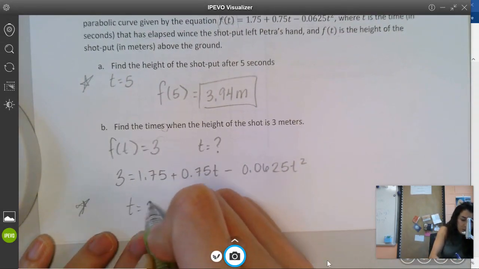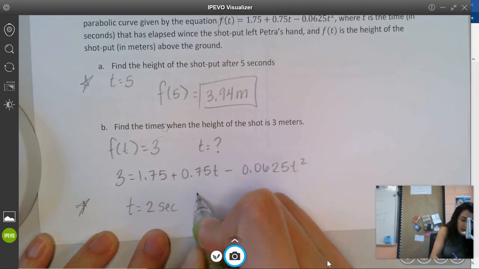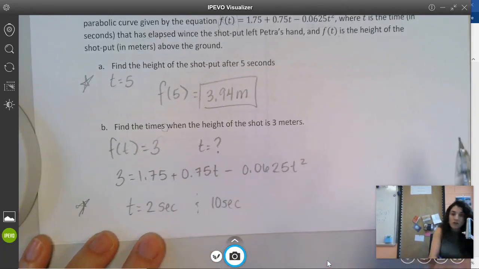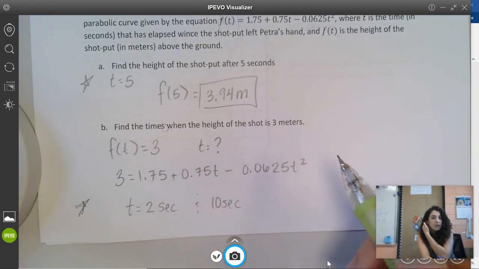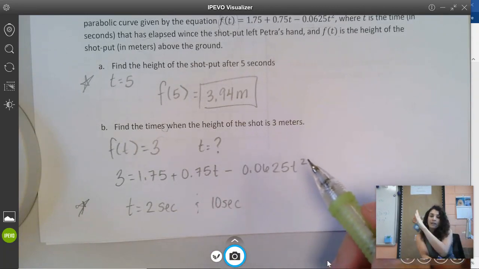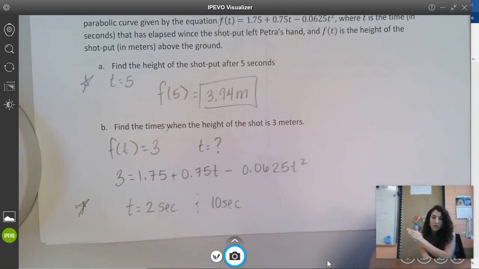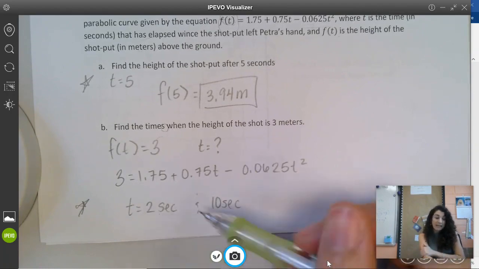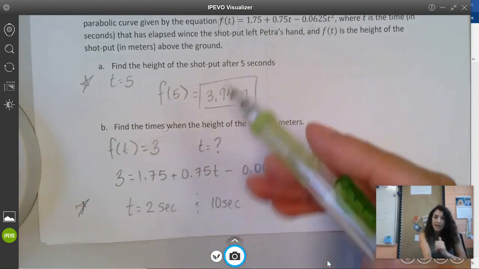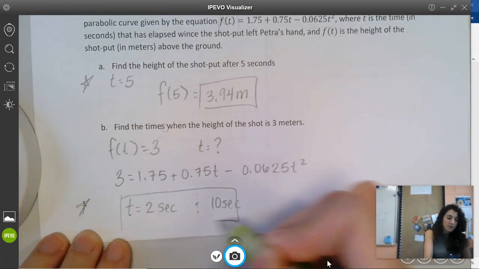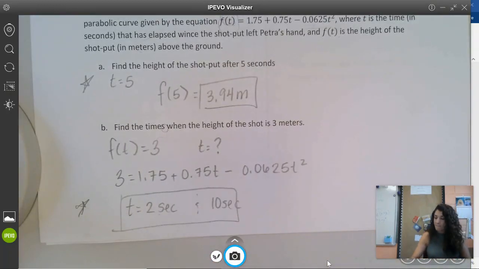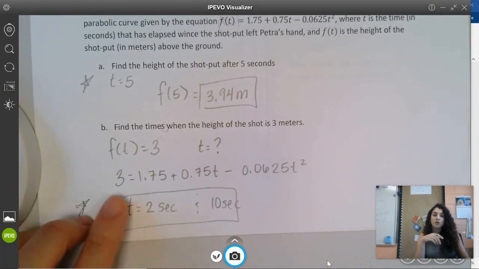So t equals 2 seconds and t equals 10 seconds. So 2 seconds in, it has a height of 3 meters. And then once it starts coming down, 8 seconds after 2 seconds, so a total of 10 seconds after the throw, it also has a height of 3 meters. And there you go. You could use numerical solve to solve for this.